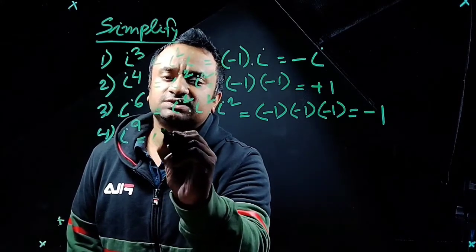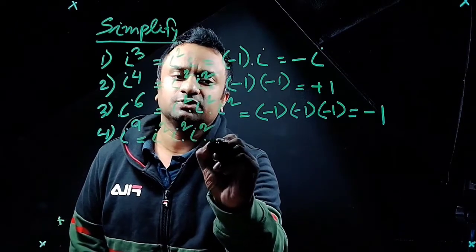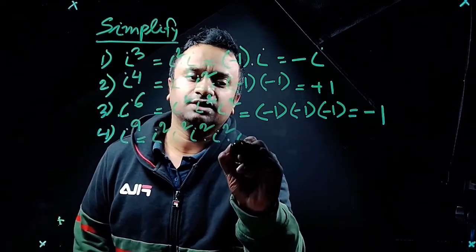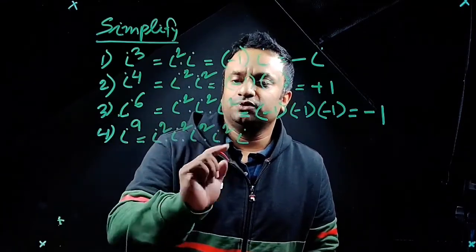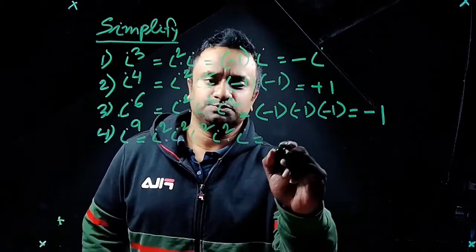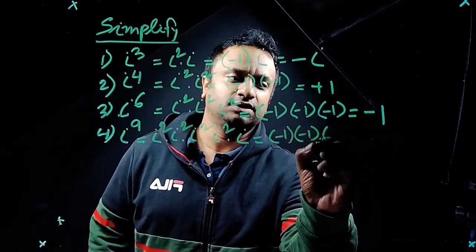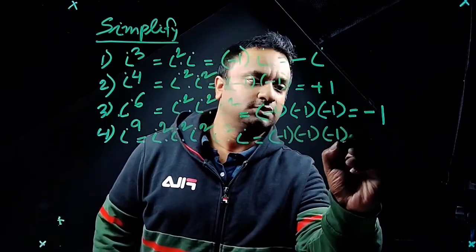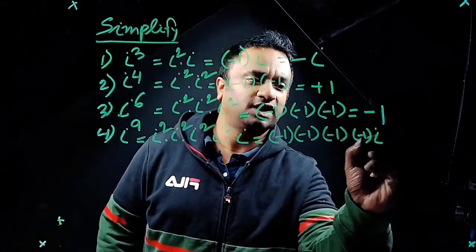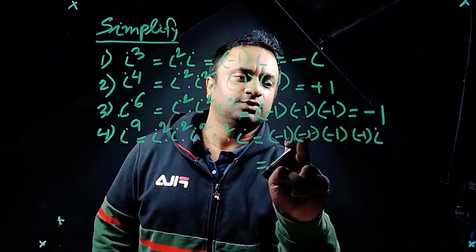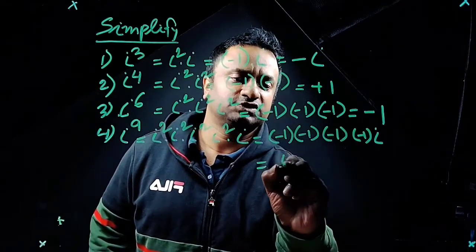Now we have got i to the power 9. So I can split it as i squared multiplied by i squared multiplied by i squared multiplied by i squared and then i. So I have got 1, 2, 3, 4 i squares. So the result is minus 1 multiplied by minus 1 multiplied by minus 1 multiplied by minus 1 and then i. So we find plus 1, minus 1 and plus 1. So it becomes plus i.